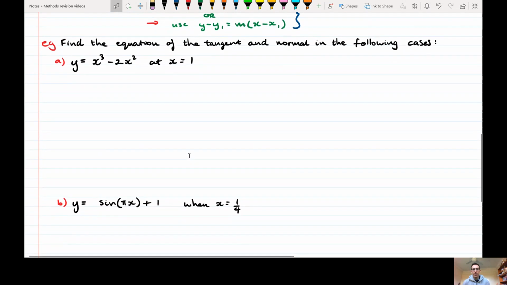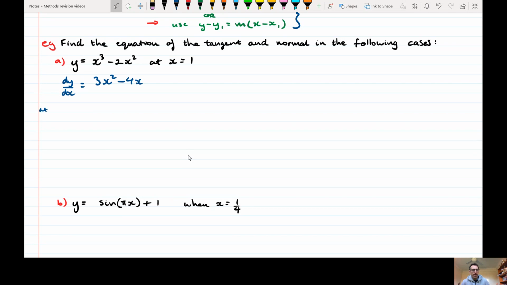So find the equation of the tangent and the normal in the following cases. We've got two options here. So first of all, tangents and normals both need the derivative, so let's find it. So dy dx, for this first one I've used dy dx because it's a y, there's an x there. I haven't used f dash in this case because I haven't got f of x. So the derivative of x cubed we know is 3x squared. The derivative of -2x squared is -4x.